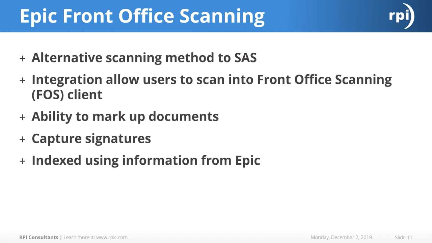Front office scanning. This is an alternative to the scan acquisition server. The front office scanning integration allows Epic users to scan documents to OnBase through the Epic front office scanning client. The front office scanning client offers additional features, which would include the ability to mark up documents and capture signatures electronically. And then documents are easily indexed using information provided by Epic.